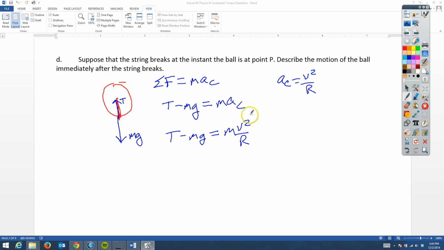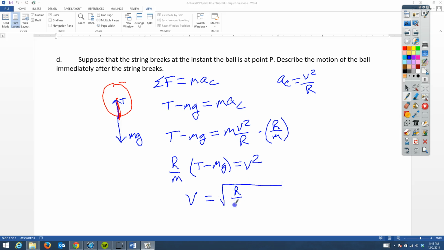We need to now solve for V. We're going to multiply both sides of this equation by R over m. If we do that, we get R over m times the maximum tension minus mg, and that's equal to V squared. And now we need to take the square root of both sides. So now we have V is equal to the square root of R over m times the maximum tension minus capital mg. Make sure both things are under the square root. Don't try to put the m down here. They'll count it wrong.